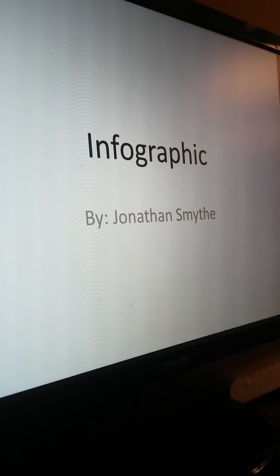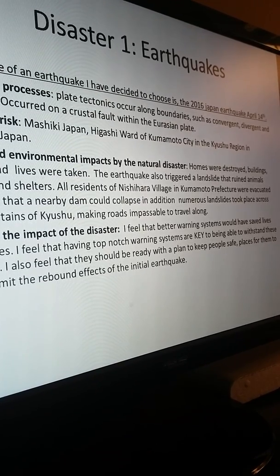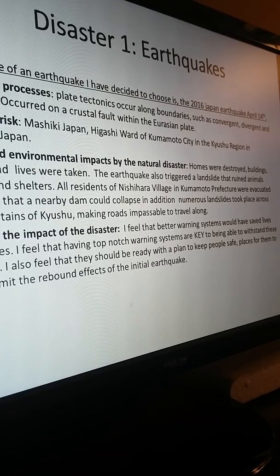I'm in the Natural Disasters course, and I'm going to start doing my infographic. My first disaster was an earthquake in 2006 in Japan on April 14th. These are my mechanical processes that occurred.